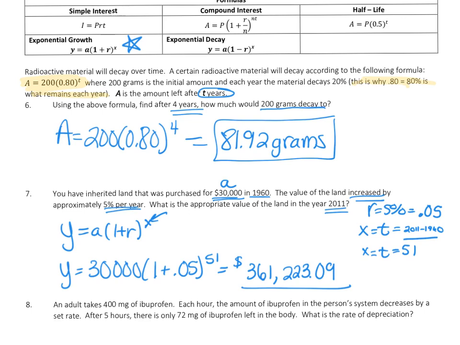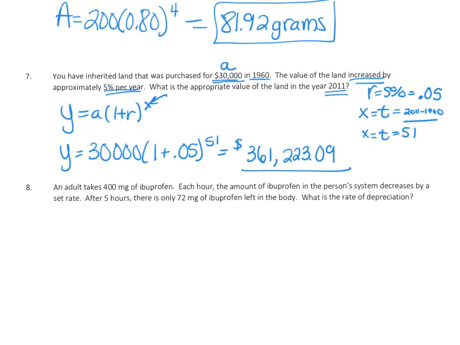All right, last question. An adult takes 400 milligrams of ibuprofen. Each hour, the amount of ibuprofen in the person's system decreases at a set rate. After 5 hours, there's only 72 grams. Actually, we're going to skip this question, so don't worry about question 8. I will delete it off your worksheet so you won't even see it.